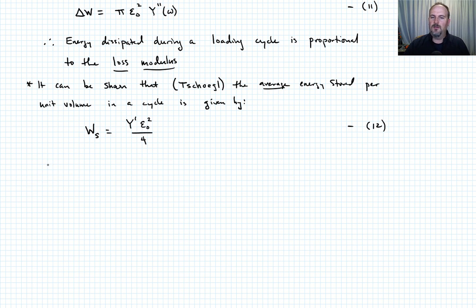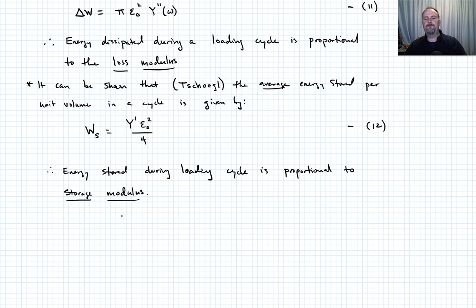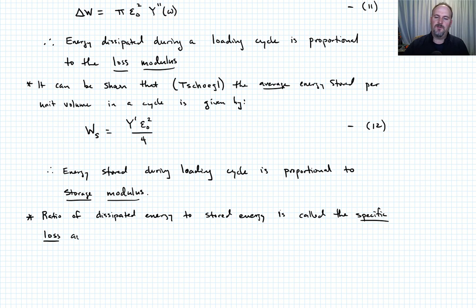So what's the upshot here? That the energy stored during a load cycle is proportional to the storage modulus. Now you might be asking, well, we've done storage modulus, we've done loss modulus. How is the loss tangent involved here? Well, let's think about this. The ratio of the dissipated energy to the stored energy is called the specific loss. And it's given as follows.